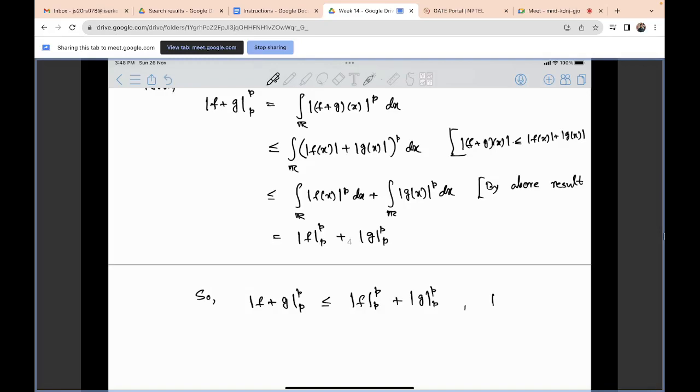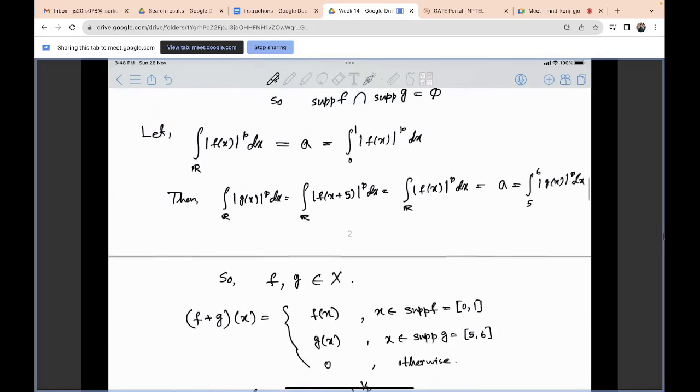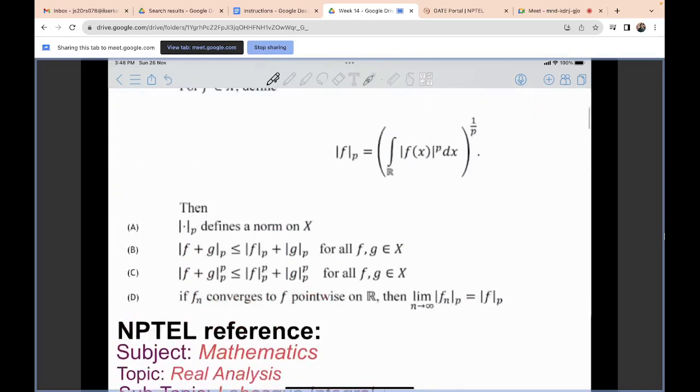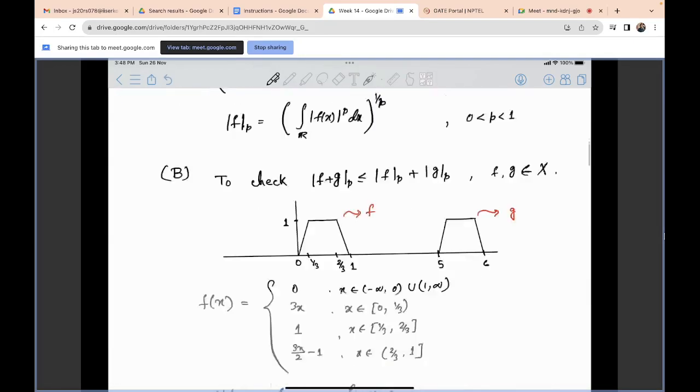So this is true for all f, g. So if you take the pth power, it satisfies the triangle inequality, right? So option C is correct. And what is option D? It is saying that if f_n converges to f pointwise on R, then f_n in the L^p norm converges to f in the L^p norm.